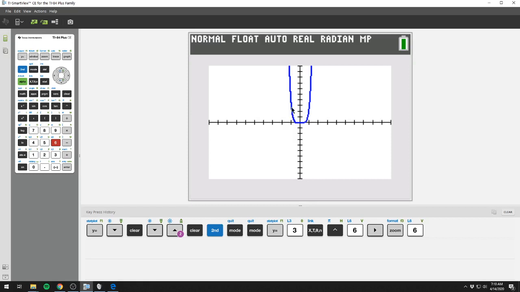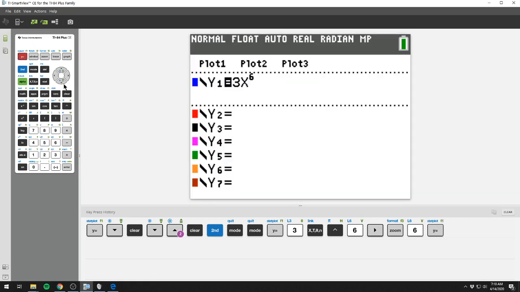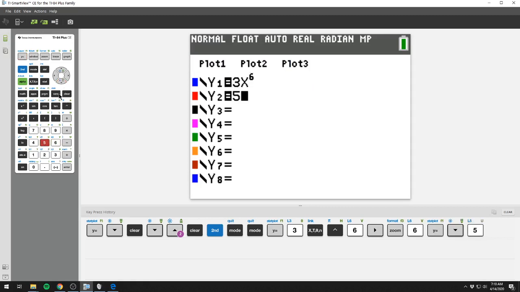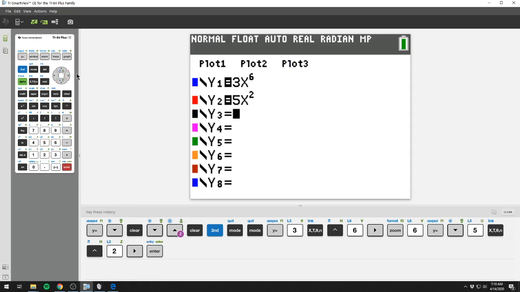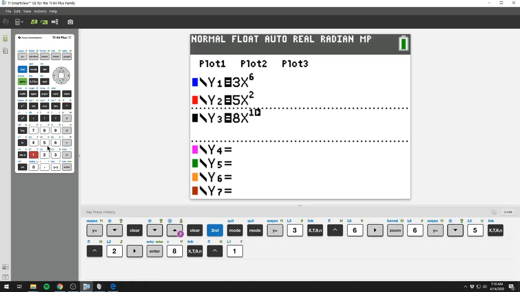The only thing that changes when the powers are different, but they're still even, is that it gets a little steeper. So you can see as we go to the left, this is going to go up to positive infinity. As we go to the right, this goes up to positive infinity as well. I can graph another one here, 5x raised to the second power, which will be in red, and then maybe one more just so we can see it. 8x raised to the 16th power.